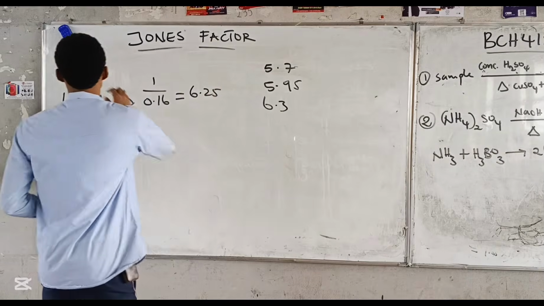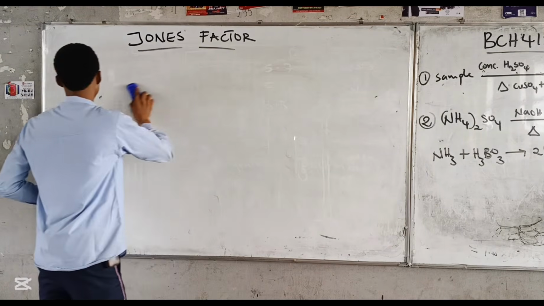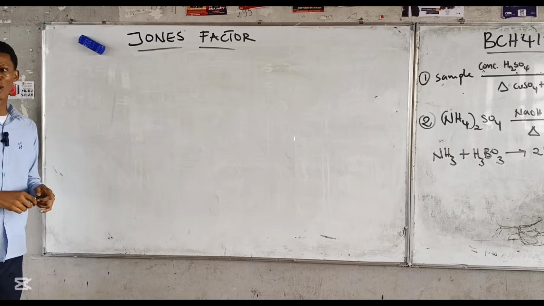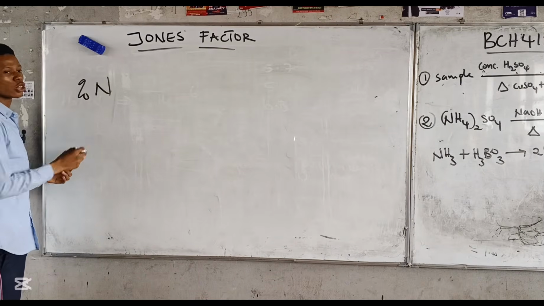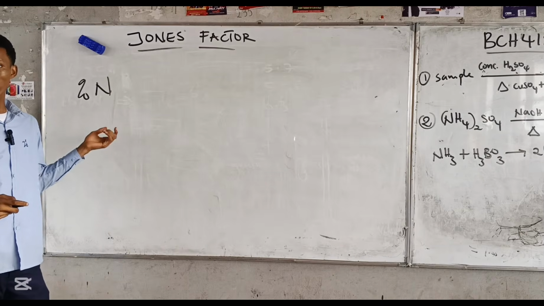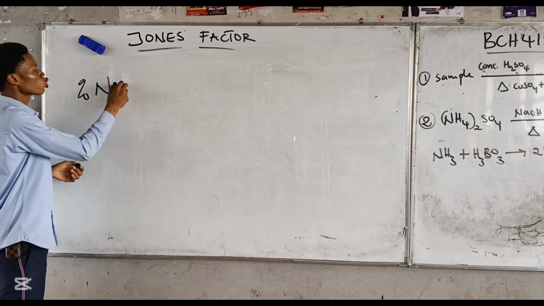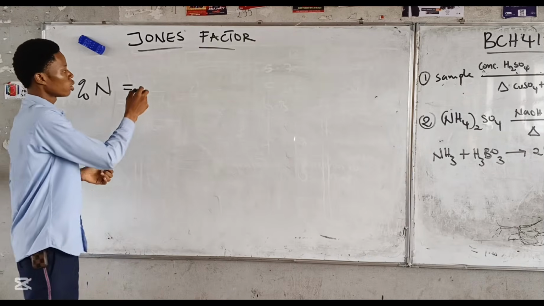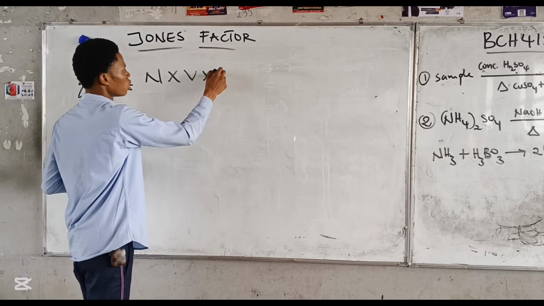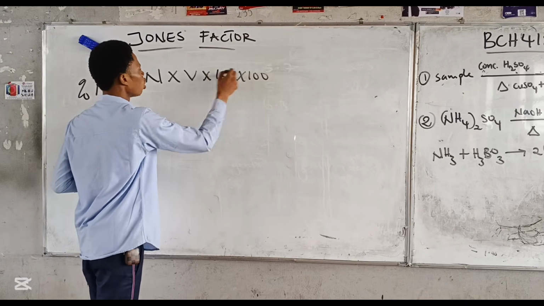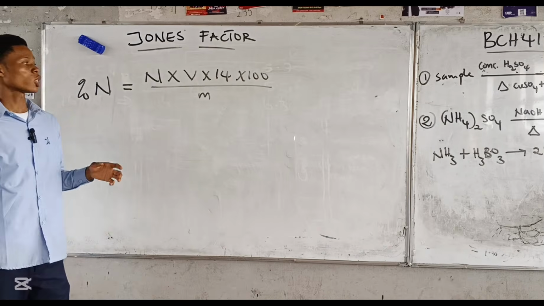Now I gave a formula. If you want to calculate after your experiment the percentage nitrogen, because it is the amount of nitrogen we have that will now be multiplied by the Jones factor, right? Percentage nitrogen is equal to what? N times what? V times what? Times what? All over M. This is the formula to estimate that.